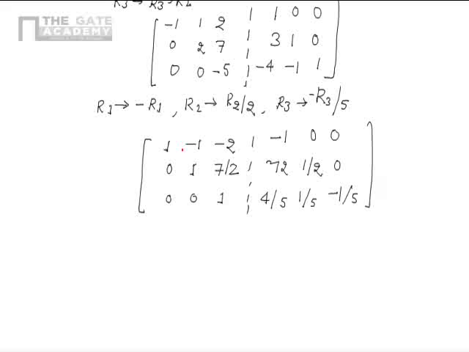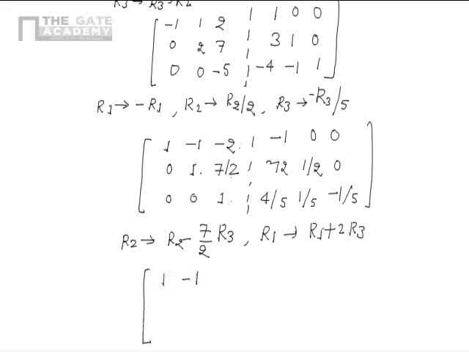So the next operation I will apply is to make these elements 0. The operation I can perform here is R2 = R2 minus 7 by 2 times R3, because this is 1, and I can use this 1 to make this 0, and it will not affect these elements. Similarly, R1 is nothing but R1 plus 2R3. If I multiply by 2 and add to this, then it will become 0. So this operation will give me 1, minus 1, 0, 0, 1, 0 and 0, 0, 1.